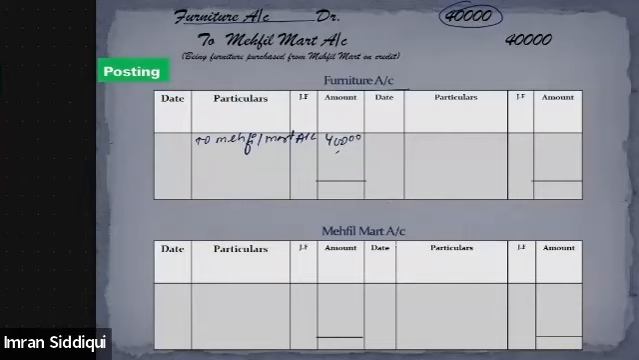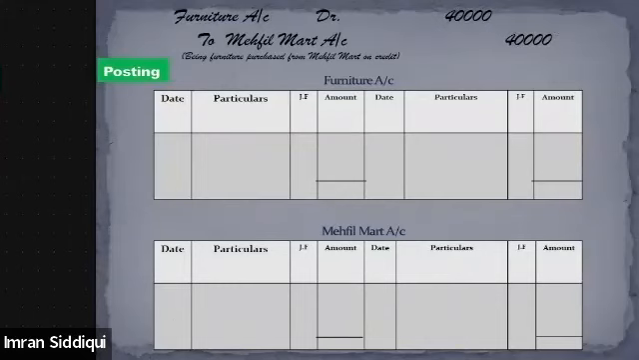On the other hand, when we write down the transaction in the Mehfil Mart account, what do we do? The journal entry says Mehfil Mart account is credited, 40,000 will be credited. So we'll go to the credit side of the Mehfil Mart account and write down 40,000 on the credit side. But could anyone please tell me what name will be written on the credit side? Should I write the Mehfil Mart account or the furniture account? Tell me. Furniture account. By furniture account, right? So this is how we post the journal entry to the ledger.